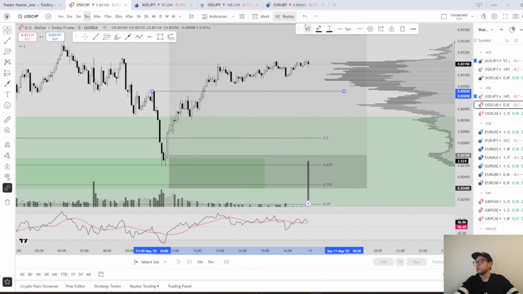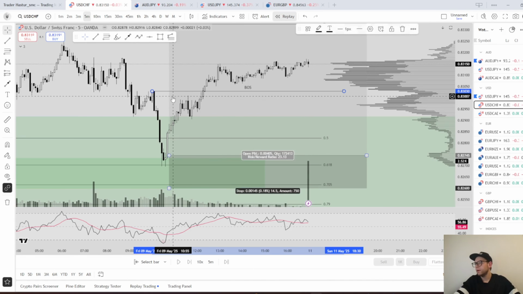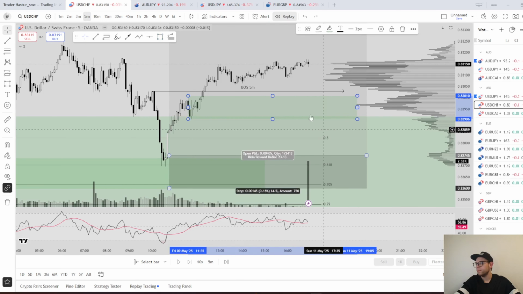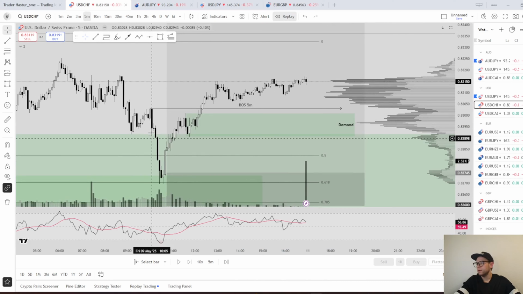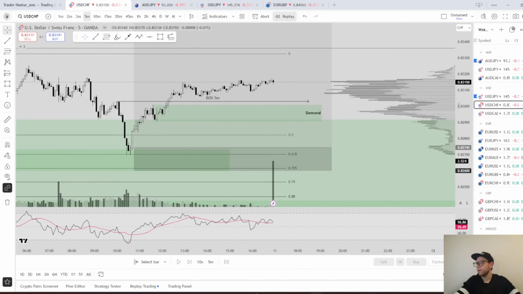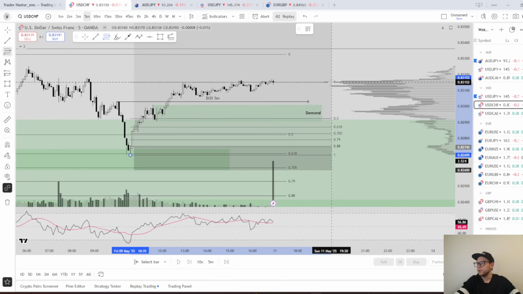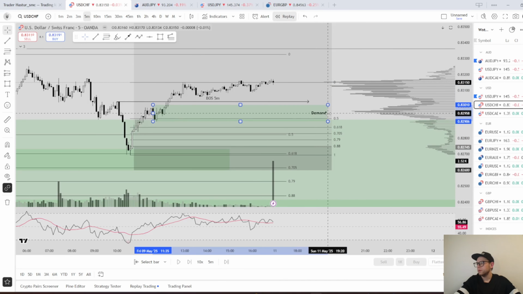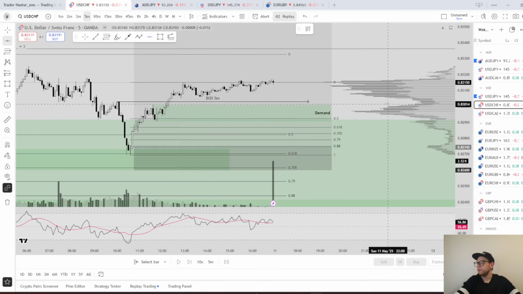Break of market structure on 4-minute time frame. Yeah, let's mark that is 5 minutes. Here we have demand. Let's mark that is our demand. Let's check OTE. Plus horizontal level.